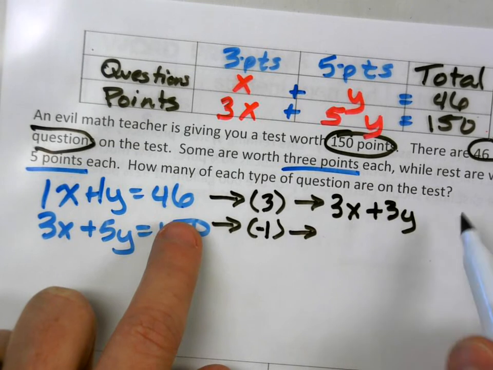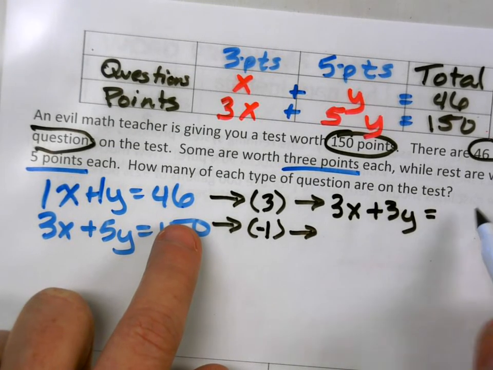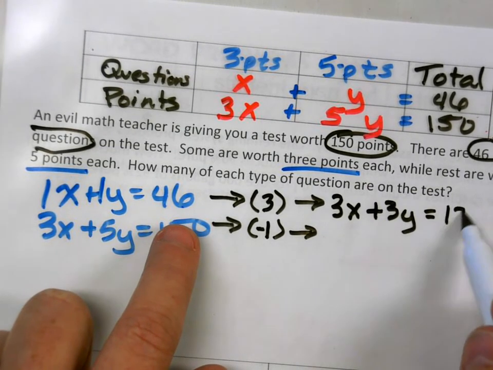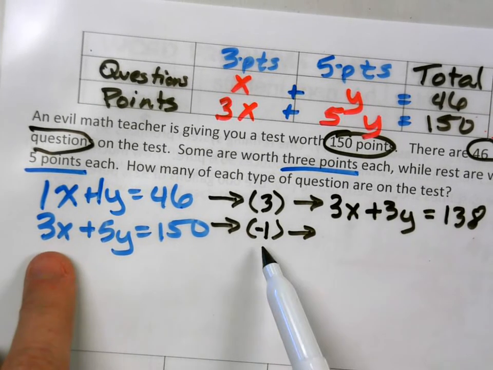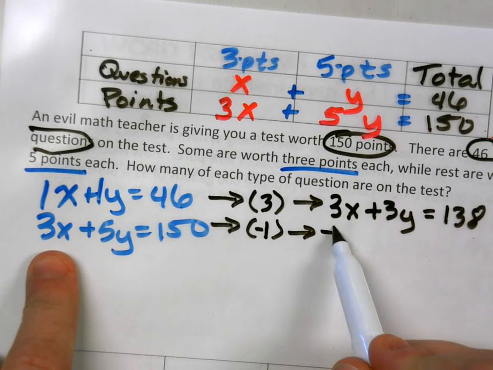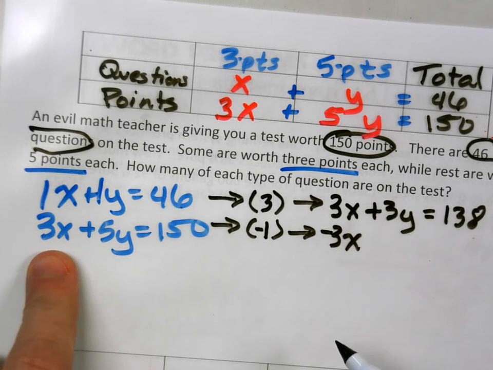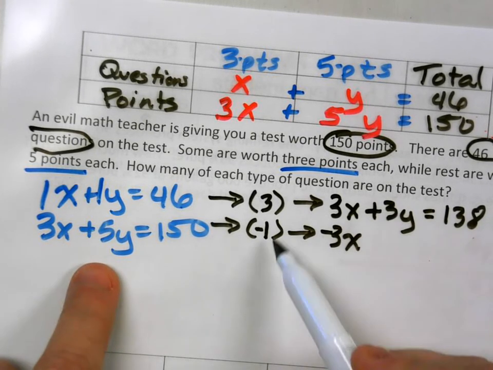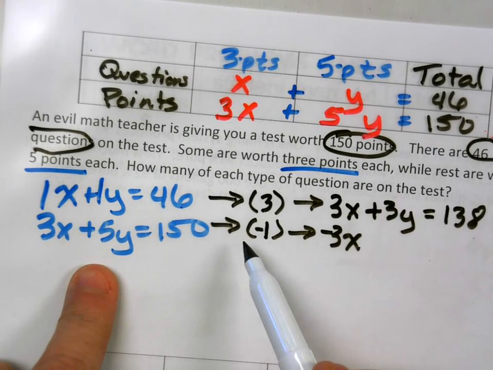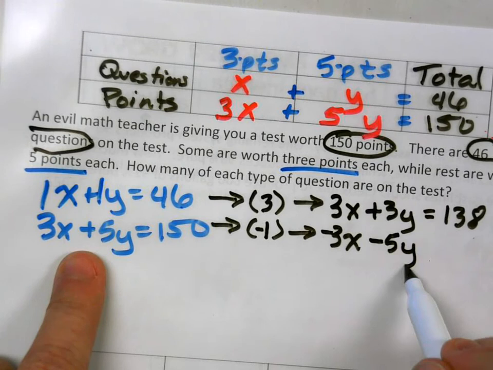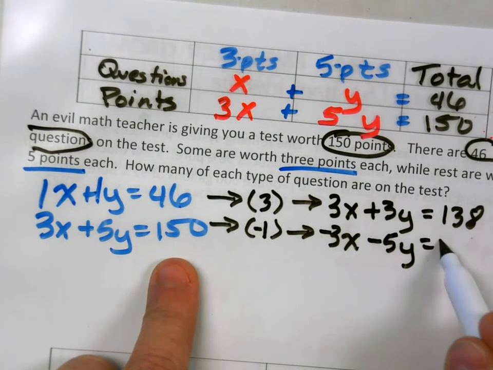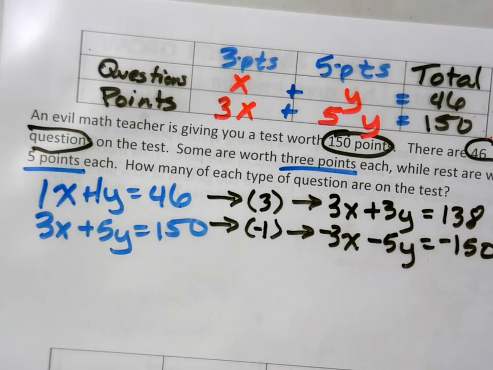And 46 times 3 is 138. Okay. Then we've got negative 1 times 3x, which is negative 3x. So multiplying by negative 1 just changes the signs of everything, right? So this positive 5y would become a negative 5y, and this positive 150 would become a negative 150.